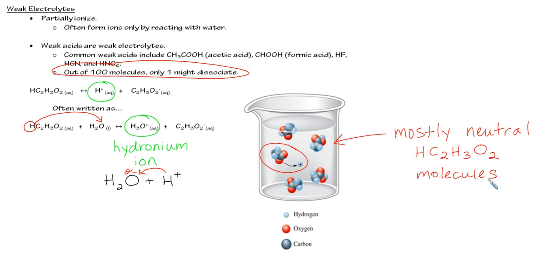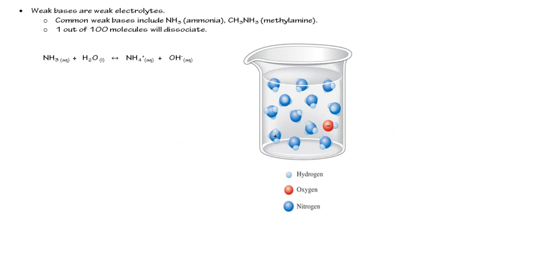So we also call that a weak electrolyte then. If we don't have a lot of charged ions, we're not going to conduct a lot of current. Will this conduct electricity? Sure. But nothing like hydrochloric acid or a strong acid. Another example. I bet you can guess it. Weak base. Weak bases are weak electrolytes.